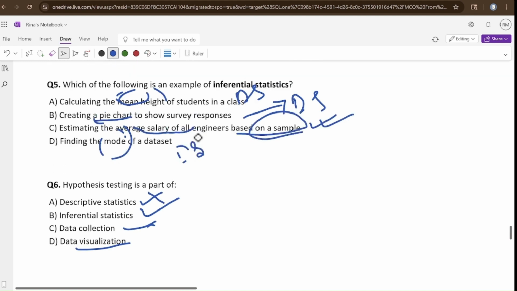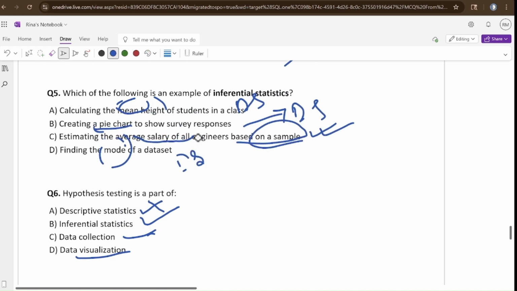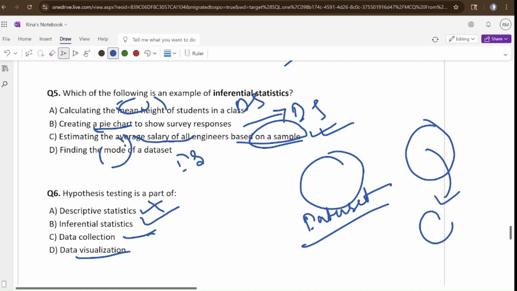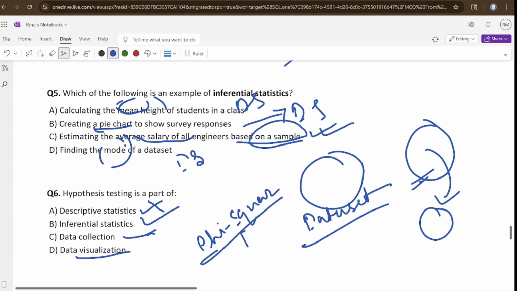Okay, so I hope this is completely clear. In descriptive statistics, you consider the complete data set, you calculate mean, median, mode, different kinds of charts and graphs. But in inferential statistics, you take a sample from the population and then you are trying to predict the population. Okay, and different things like chi-square, ANOVA test, F-test, p-value, all these things come under inferential statistics. We will do MCQs and understand these concepts also.